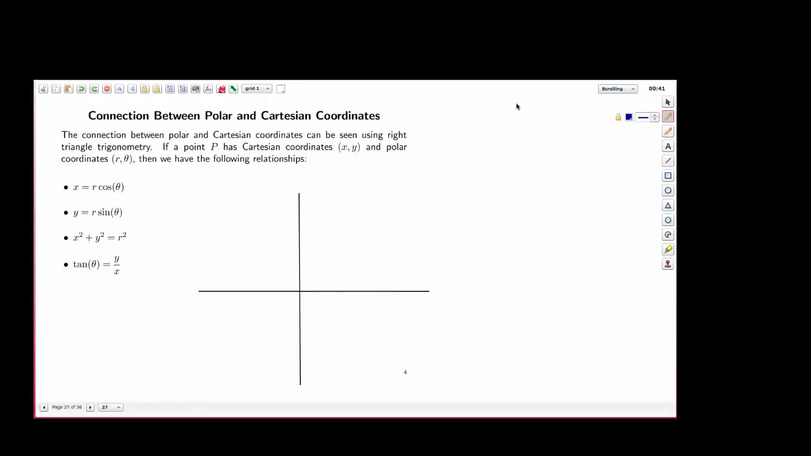Next, we're going to study the connection between polar and Cartesian coordinates. We can do this using our right triangle trigonometry. Remember that if a point has Cartesian coordinates (x, y), that means we're over x and up y, and of course if y is negative then we're down, etc. So over x, up y. In polar coordinates (r, theta), this means we're out a distance of r from the origin and we make an angle of theta with the positive x-axis.